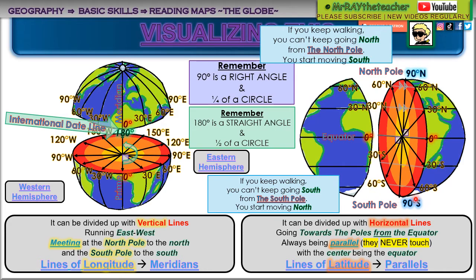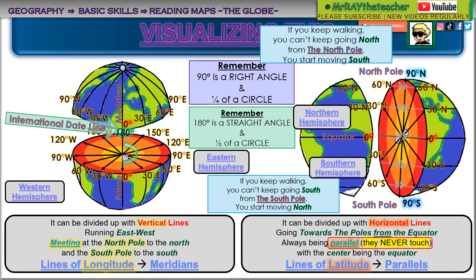Let's keep going. Now you're starting to walk north again. Remember, you can't keep walking south from the South Pole. You start moving north. And that's why from 90 degrees south, we then have 40 degrees south. Yes, 90 and 40. 40 is a lower number than 90, but remember, visualize it in the 360 way. And then, yeah, moving on with that.